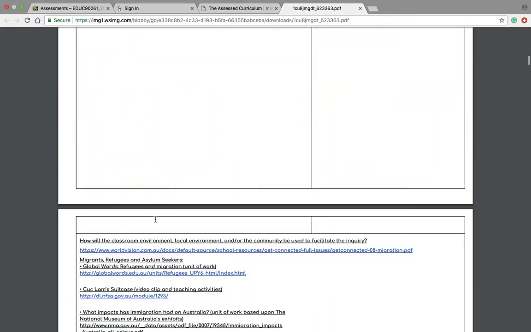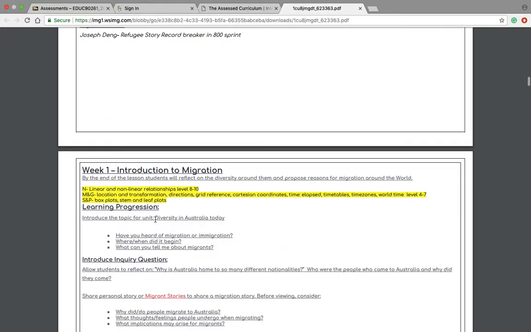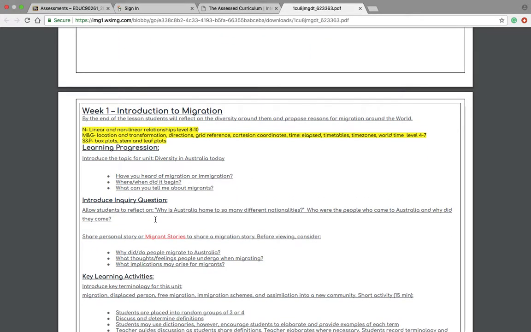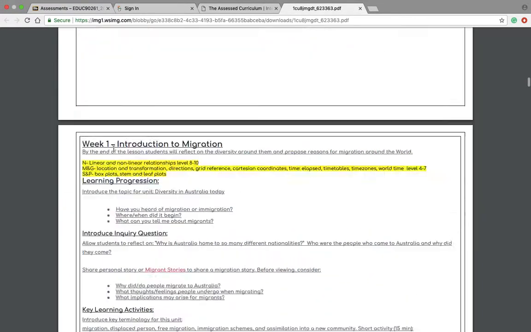In order to do that, we created a week-by-week overview of what might be able to be taught and shared. So here we can see examples of discipline areas in number, measurement, geometry, and statistics and probability, and then we have our literacy as well.